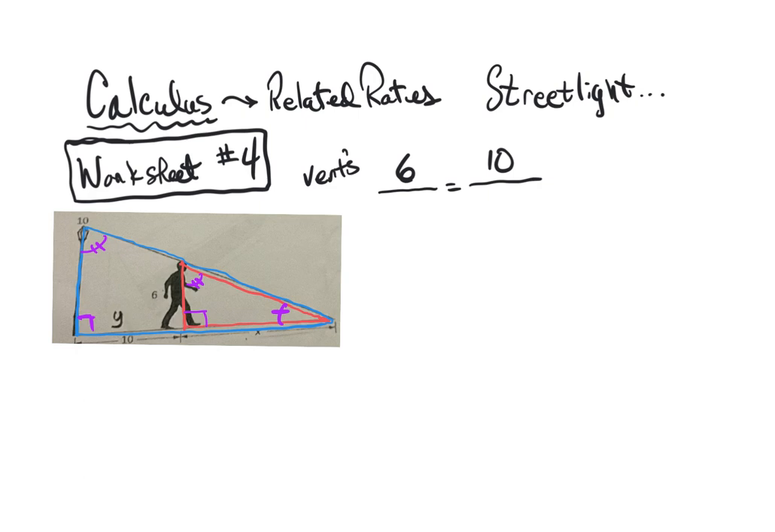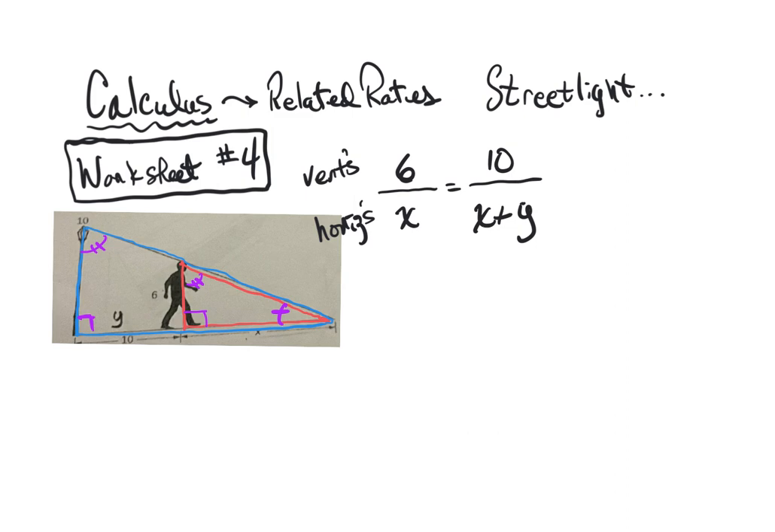So 6 was the vertical length of the red triangle. What's the horizontal length of the red triangle? X. So 6 and X have to go together. In the denominator we'll put the horizontal parts of the triangles. And then 10 was the height of the street light. What's going to be the horizontal from the street light out to the tip of the shadow? Well, it's whatever X is plus the distance that you are away from the lamppost. And of course, that's changing over time.